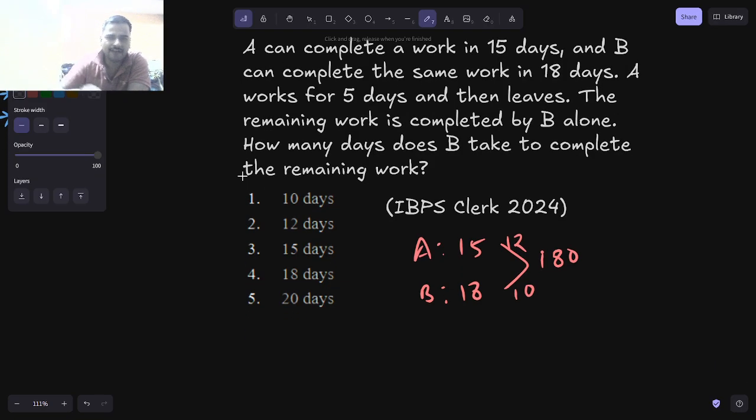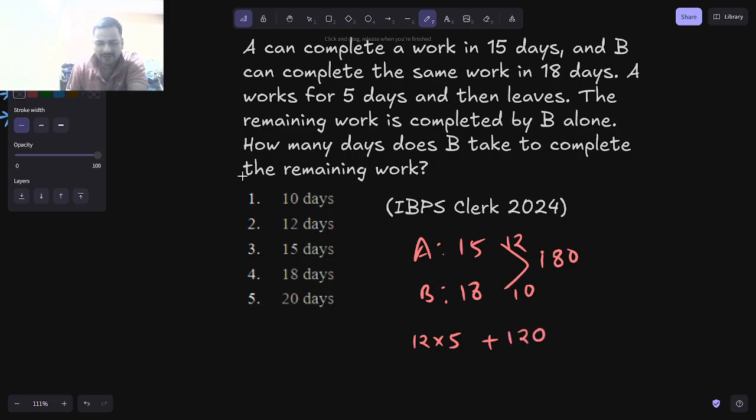A works for 5 days and then leaves. The remaining work is completed by B alone. How many days does B take to complete the remaining work? So A works for 5 days. In 5 days A can do 60 units of work, 12 into 5. Now how much work is remaining? If 60 units of work are done, 120 units of work are remaining.